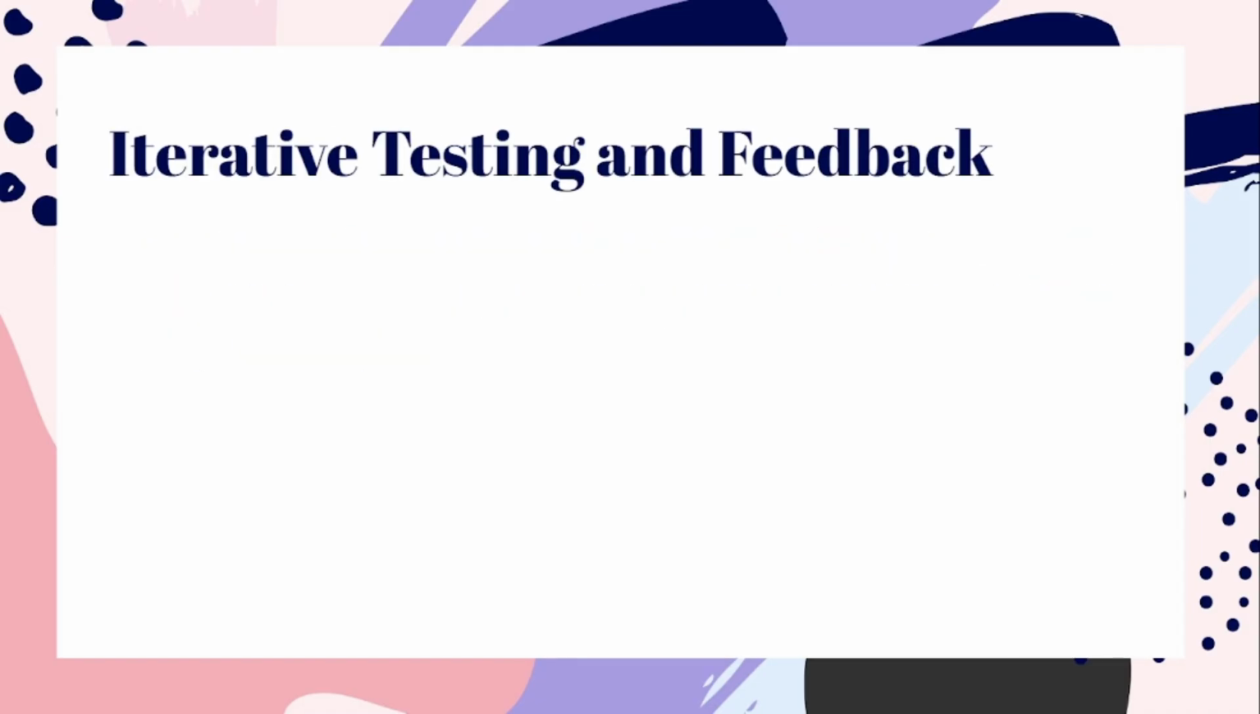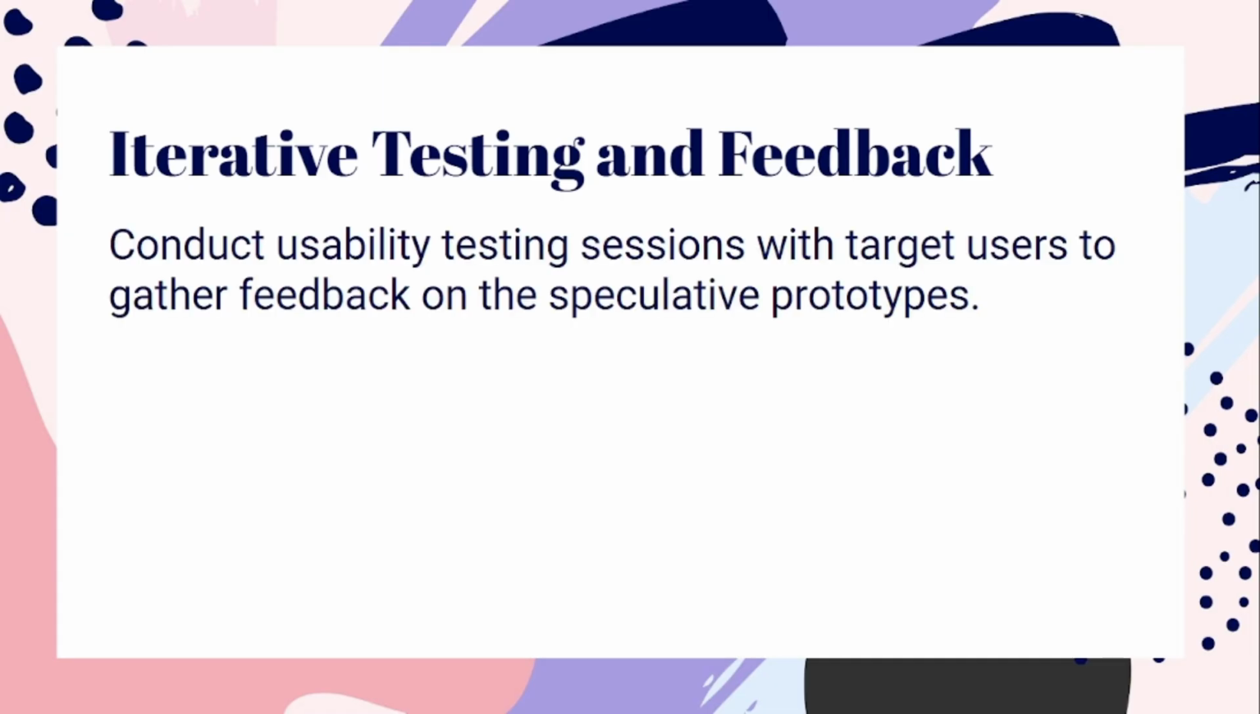Step 6. Iterative testing and feedback. Conduct usability testing sessions with target users to gather feedback on the speculative prototypes. Observe how users interact with the prototypes and gather insights into their reactions, preferences, and pain points. Iterate on the prototypes based on feedback received, refining and improving the design concept iteratively.